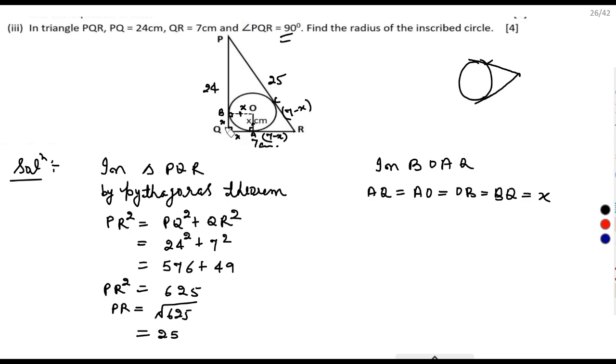Similarly, PB and PC will be equal, and PB is equal to 24 minus x because PQ is 24 and this is x. Then PC is also 24 minus x. And now PC plus CR will be equal to 25. It means 24 minus x plus 7 minus x is equal to 25. And with the help of this, we can find x.